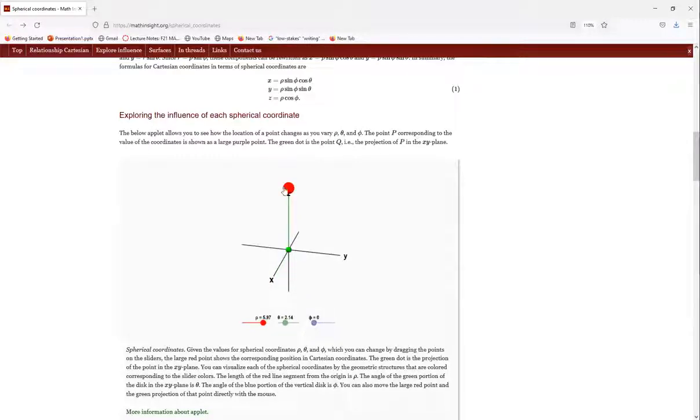Phi equal to 0 means that your object is exactly on the positive part of the z-axis. As we move along, phi increases. It means that your object starts falling down. But at most, it stops at the South Pole. It cannot go to the other part. It just has a half rotation. It doesn't have a full rotation. Phi is bounded between 0 and pi.